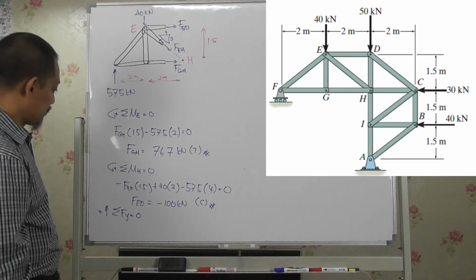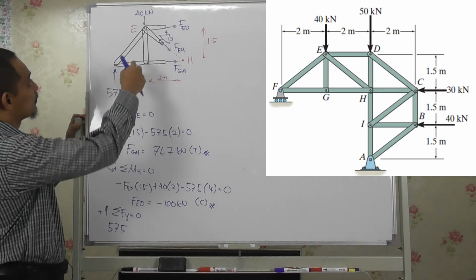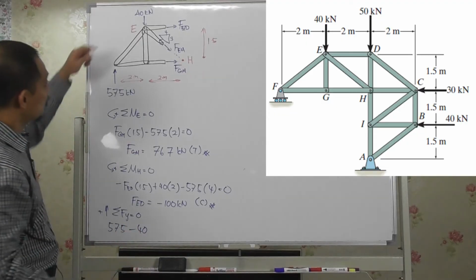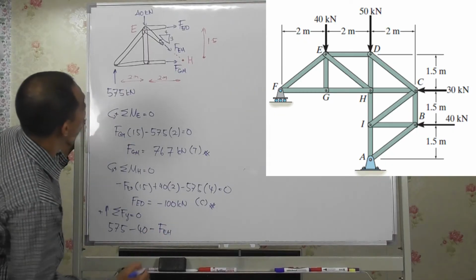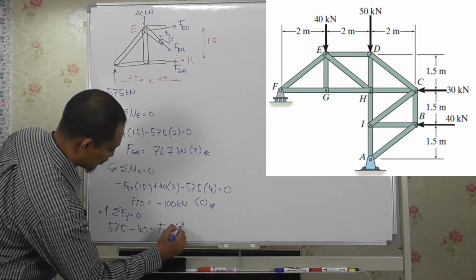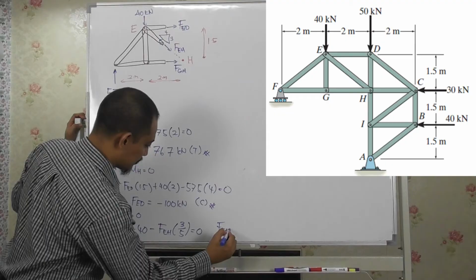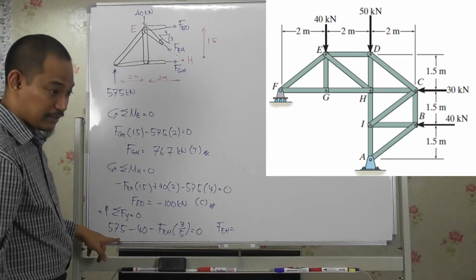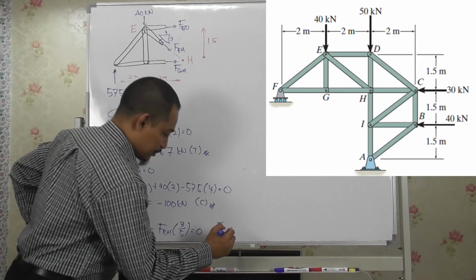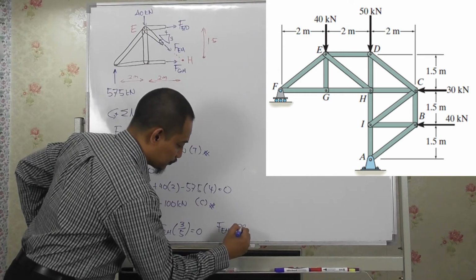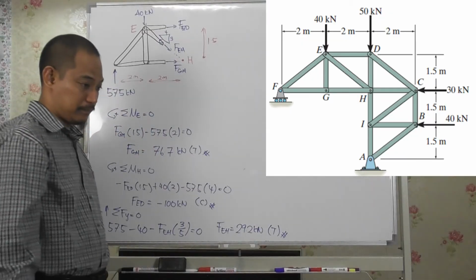Okay, so if we take positive Y, so this one is 57.5 upwards, this one minus 40 downwards, and then this one, right? So minus FEH 3/5 equal to 0. So if you calculate this one, 57.5 minus 40 minus FEH 3/5, so FEH become 29.2 kilonewton, which is tension. Right.